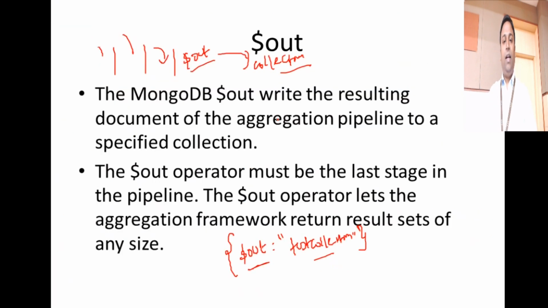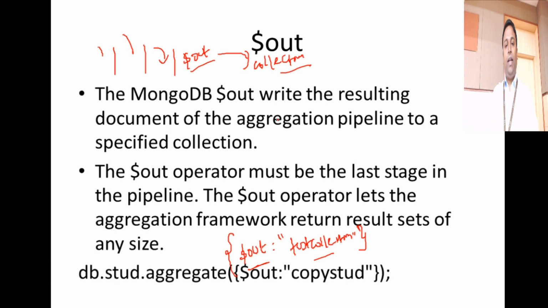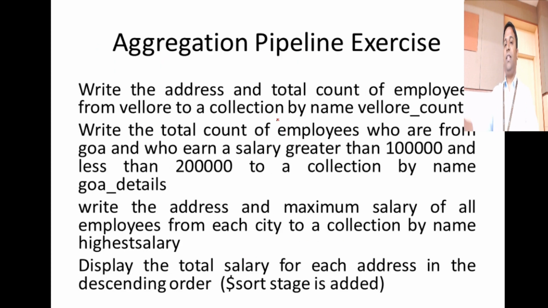Okay, we'll see that. What we'll do now is take the exercise in aggregation pipeline. You all have learned this, right? Now you can start working on this exercise. Write the address and total count of employees from Vellore to a collection by name Vellore count using the aggregation pipeline.